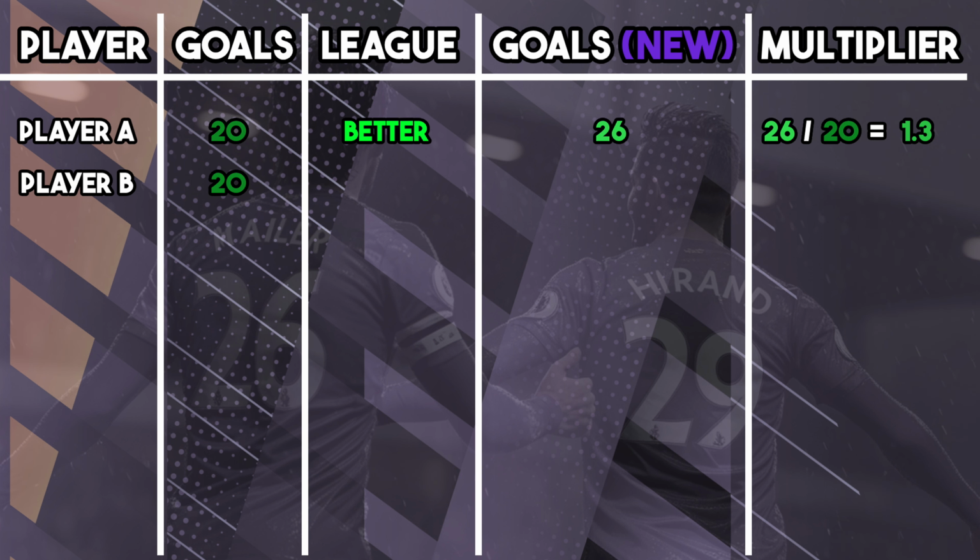Flip it the other way, say they're coming from a weaker league, just say they also score 20 goals, but you reckon they struggle a bit more in your league and maybe they get 16. You can do the same thing here. 16 divided by 20 gives you 0.8. That's the kind of multiplier you'd go for there. Basically, you're just adjusting their output based on the level that they're coming from.